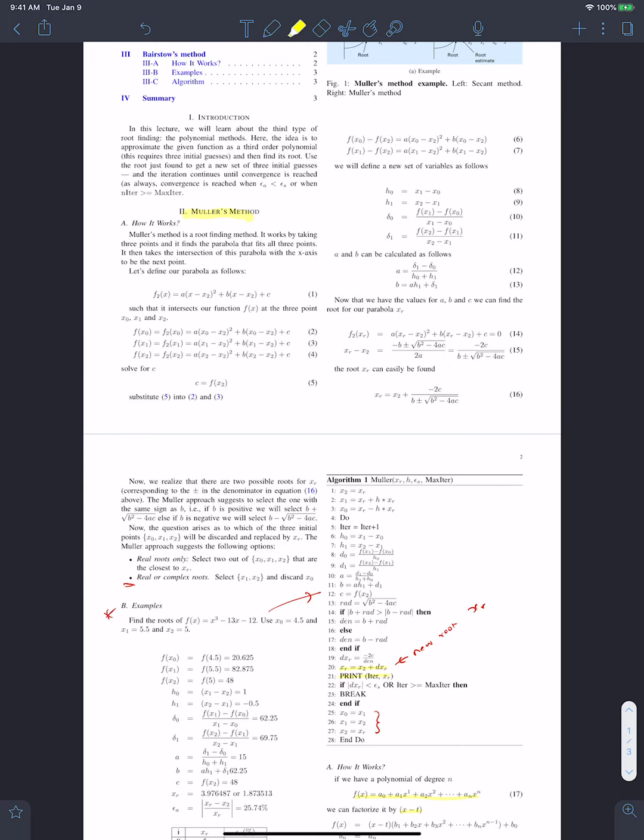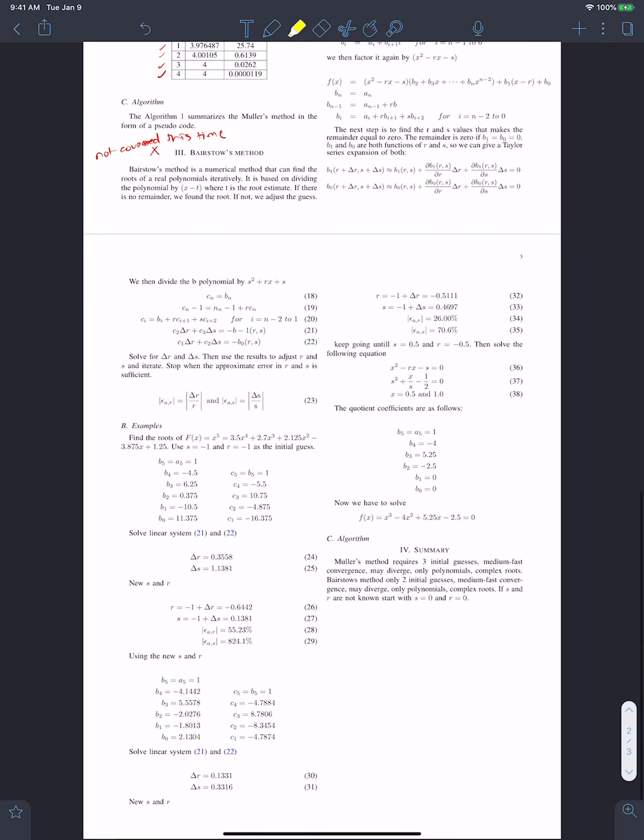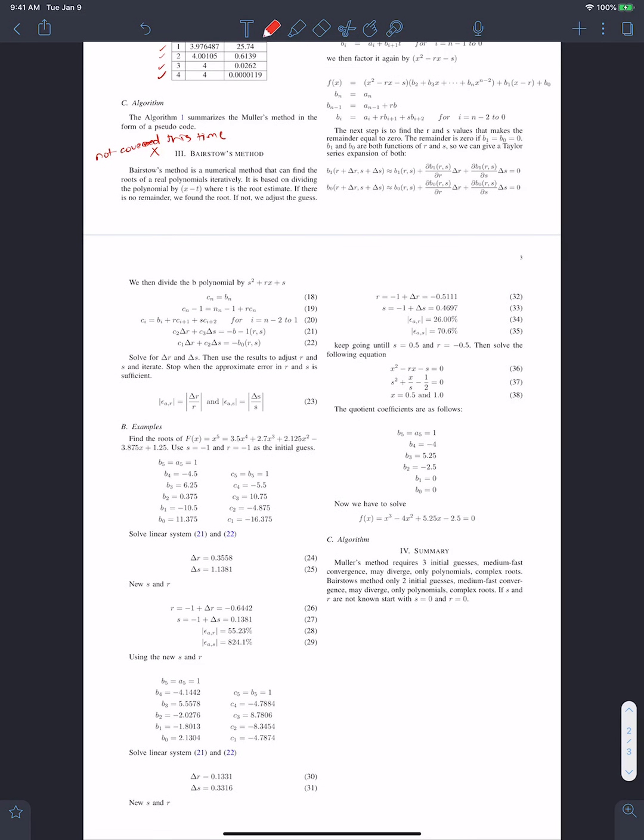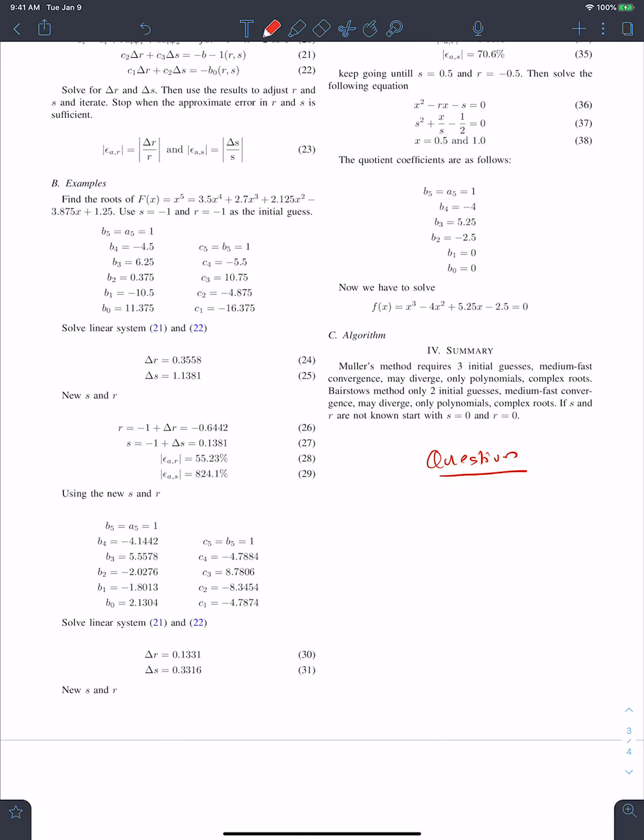So that's the end of this part. I will add some questions and then update it, maybe one or two questions on Muller's method. So that's a summary of root finding.